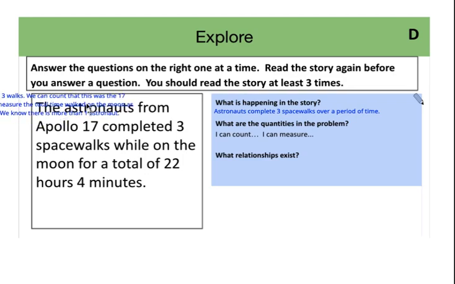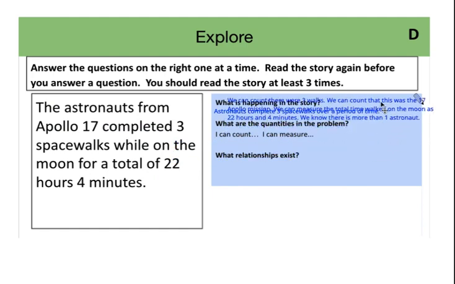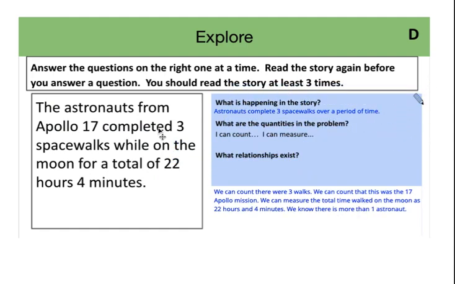All right, so what could we count? We're just going to put it down here because it kind of ran out of space. We can count there were 3 walks, right? We can count that this was the 17th Apollo mission, right? That's why it has Apollo 17. I mean, maybe not Apollo 3 or 4. It's the 17th Apollo mission. We can measure the total time walked on the moon as 22 hours and 4 minutes. And we know there is more than 1 astronaut because this is astronauts. So those are the quantities that we know.